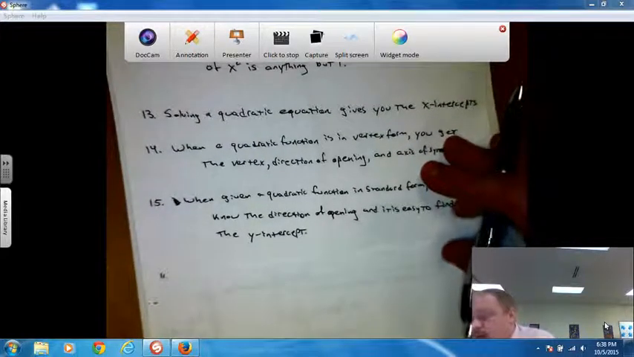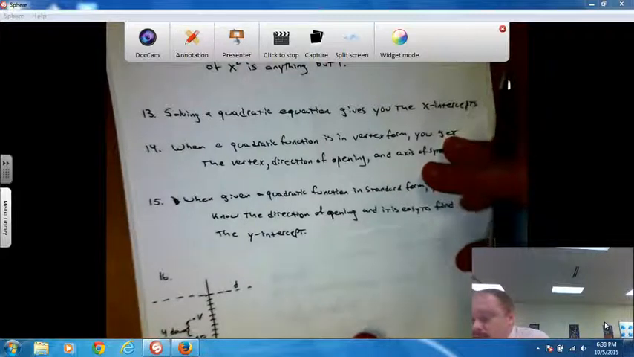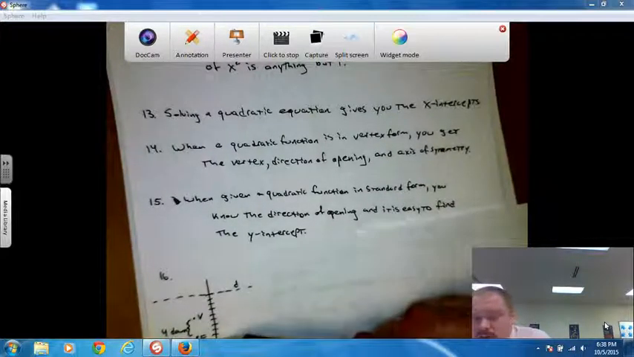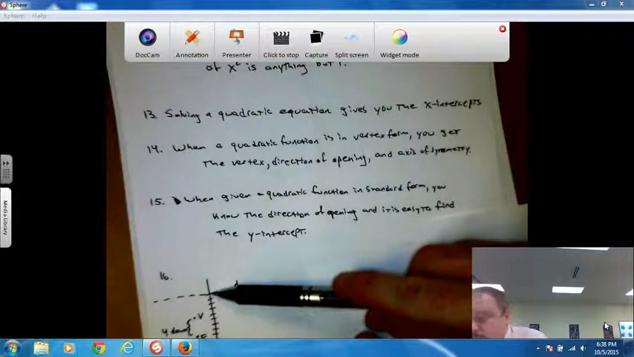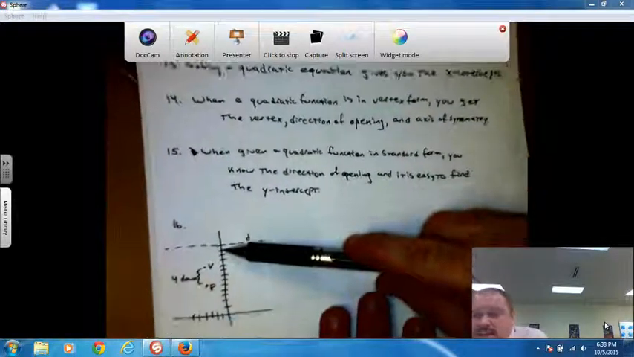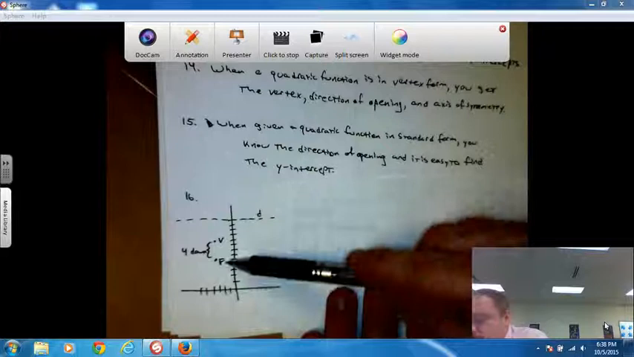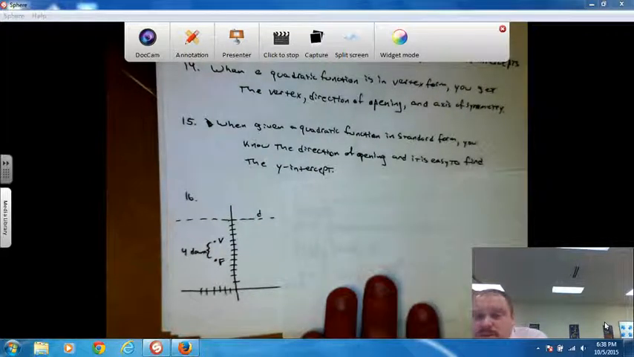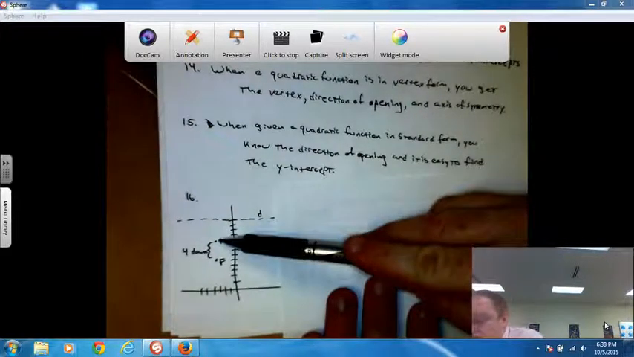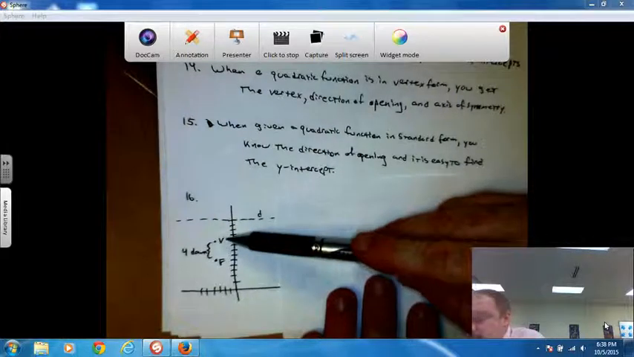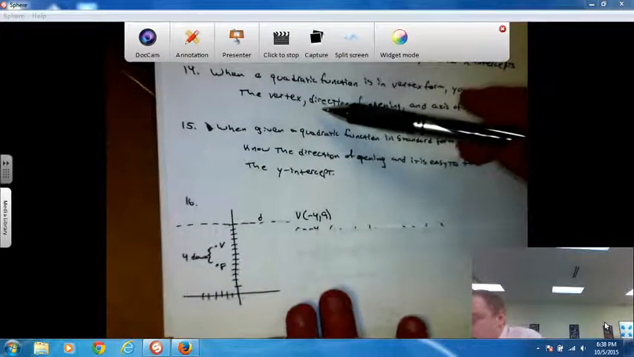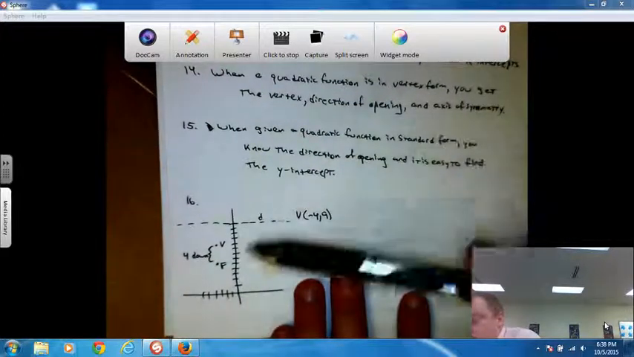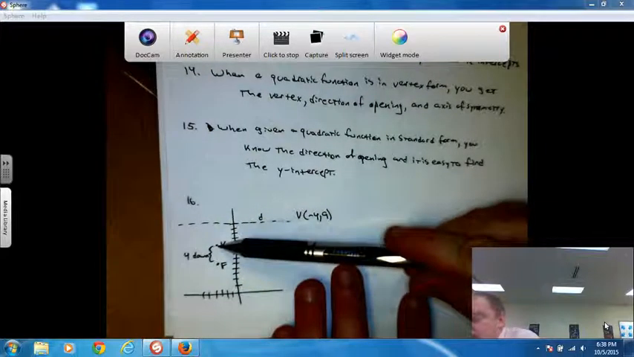Now, what I've done is I've already drawn my picture here. My focus is at negative 4, 5. This is my directrix at y equals 13. And I know my vertex is halfway in between. So I just kind of counted and found the middle position. Okay. And thus I know the vertex is at negative 4 and then 9. My C value, okay, is negative 4 because I have to go down 4 from the vertex to the focus.